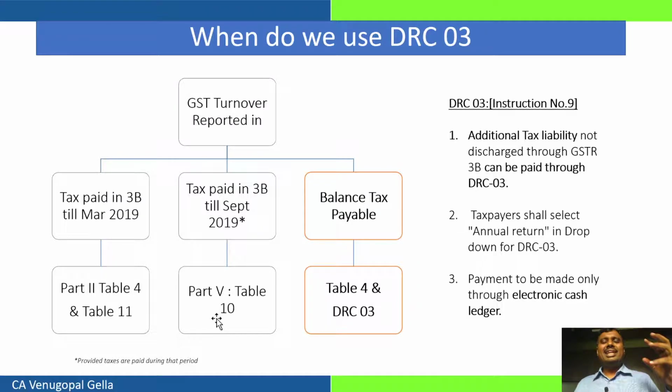Please note, DRC03 is the last option one can consider as an opportunity to discharge the liability. And this DRC03 has to be paid in cash. Let me navigate to you how the DRC03 challan has to be accessed in the portal.